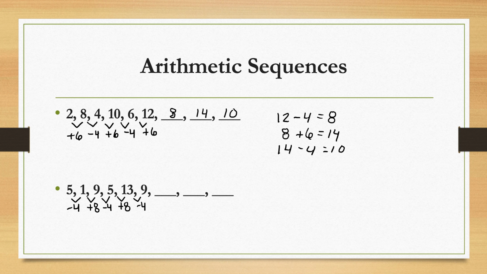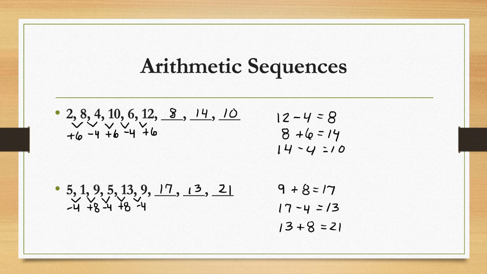Okay, so we are at 9, and our next thing is adding 8. So 9 plus 8 is going to be 17. And then we take the 17 and we subtract the 4. Remember, you're alternating between adding 8 and subtracting 4. So 17 minus 4 is 13. And then finally, we're back at adding 8. So 13 plus 8 is 21. And that completes that sequence.